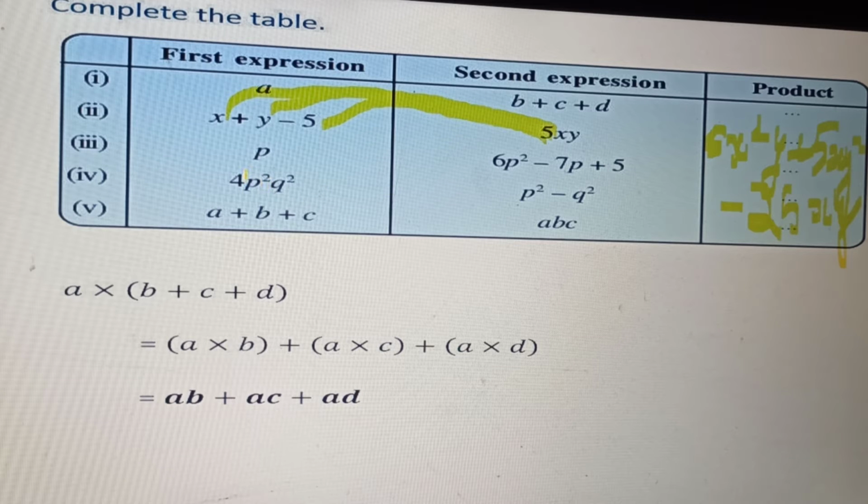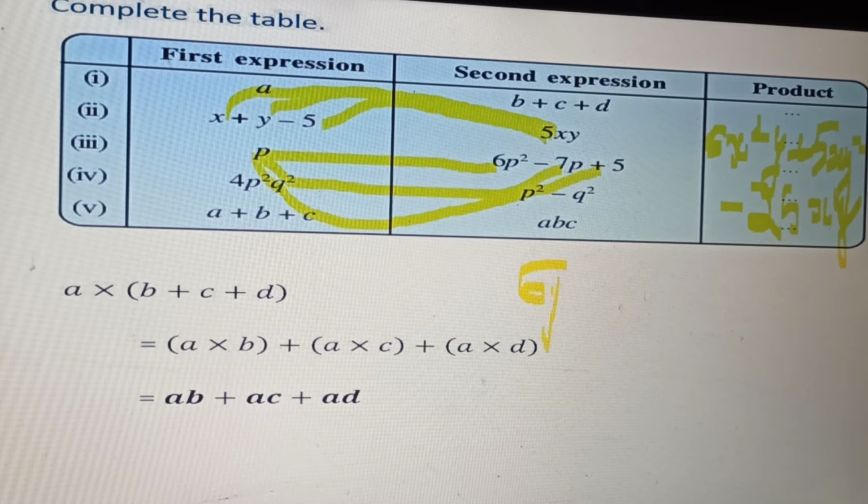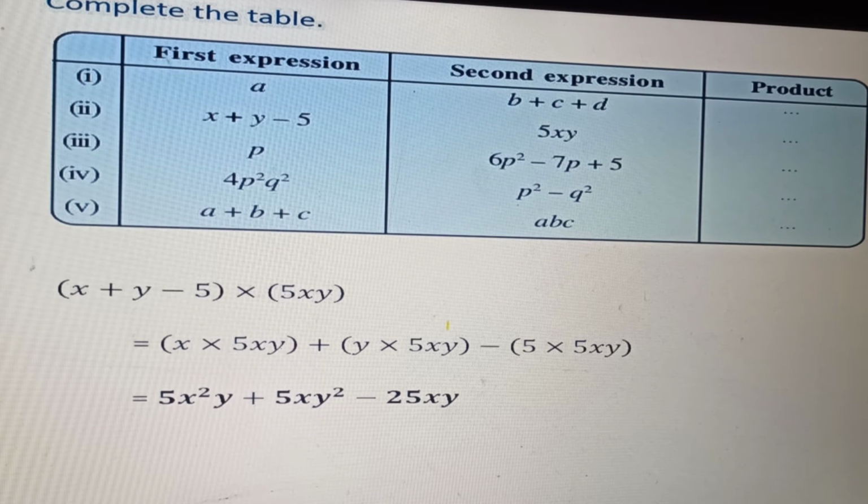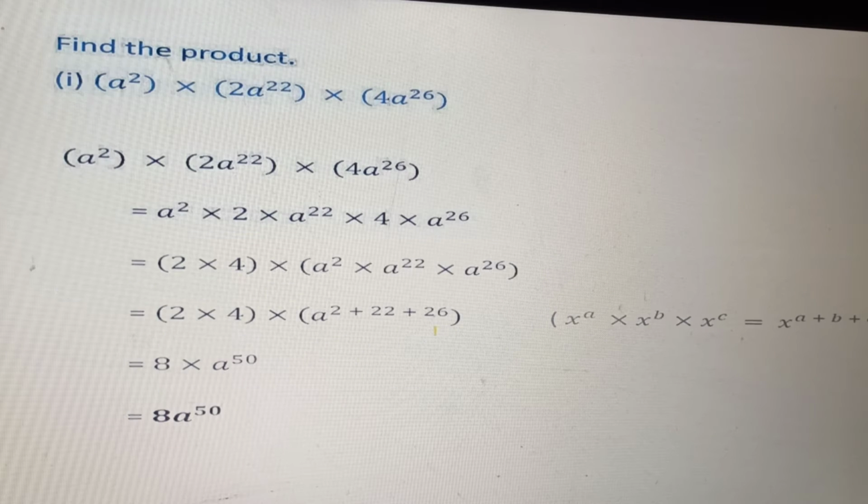Then p into 6p square: p should be multiplied with this, and this p should be multiplied with this, and this p should be multiplied with this. This is the way we have to multiply. So 6p cube minus 7p square plus 5p. This is the way we have to multiply and complete the table, okay.